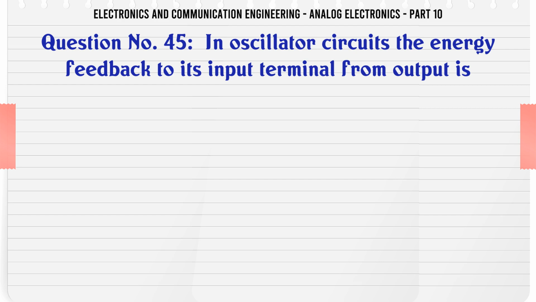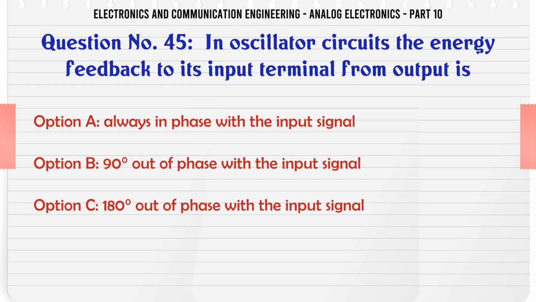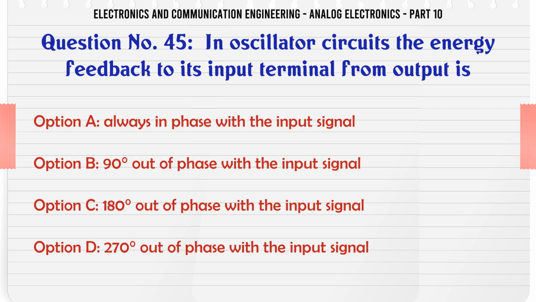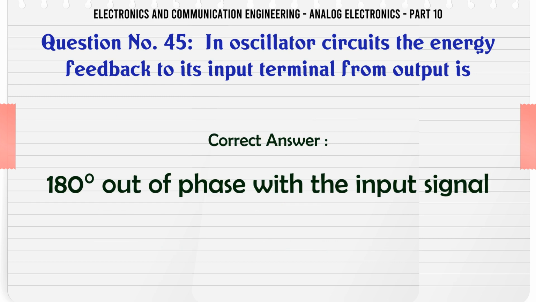In oscillator circuits, the energy fed back to its input terminal from output is A. always in phase with the input signal, B. 90 degrees out of phase with the input signal, C. 180 degrees out of phase with the input signal, D. 270 degrees out of phase with the input signal. The correct answer is 180 degrees out of phase with the input signal.